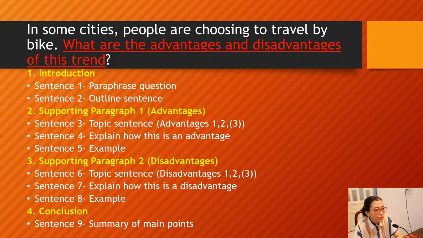And remember, you can give 2 or 3 advantages in a paragraph, but you can choose to give an example for any advantage that you like. You don't have to give 2 or 3 examples. And you do the same thing for supporting paragraph 2. For conclusion, you can give a summary of the main points. You can talk about advantages and disadvantages in general. I mean, you are going to paraphrase the question again.